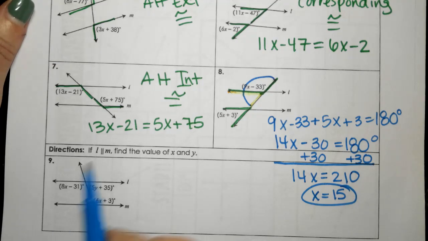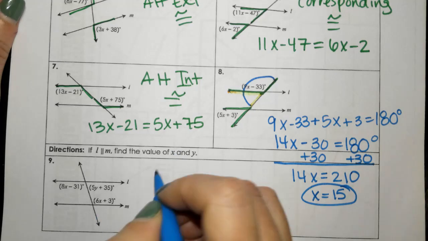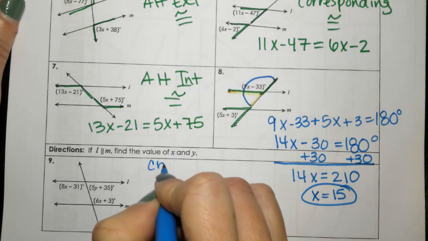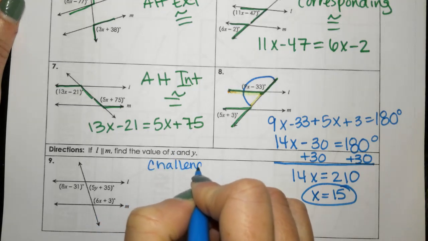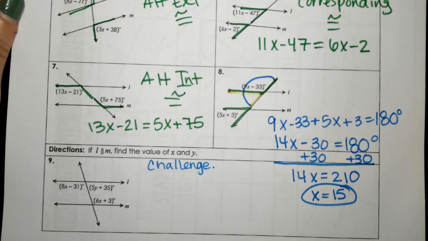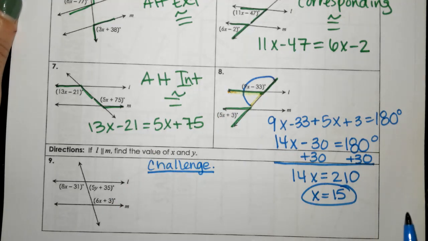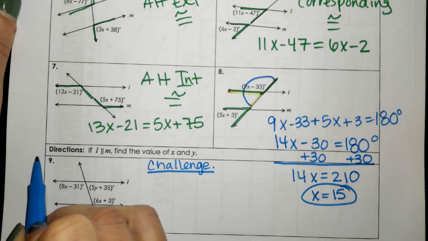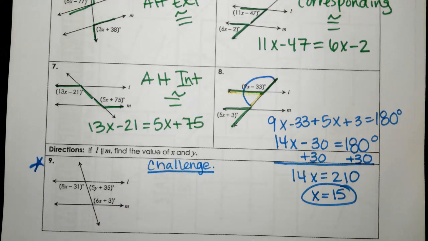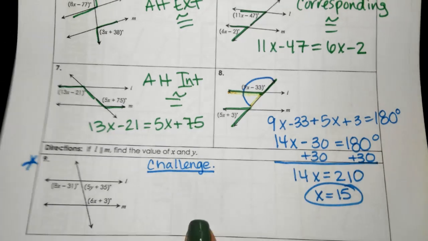All right. Number 9 is your challenge for me. Check your answer key. Make sure you do the ones on here that we did not do together with your table group today or on your own. And then this is your challenge to see if you can get it.